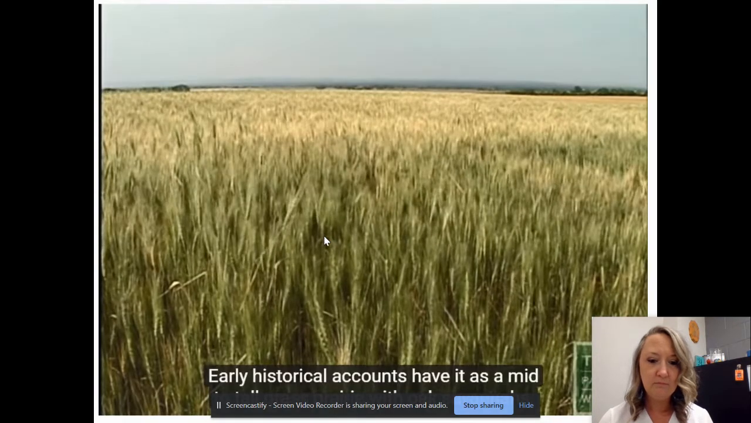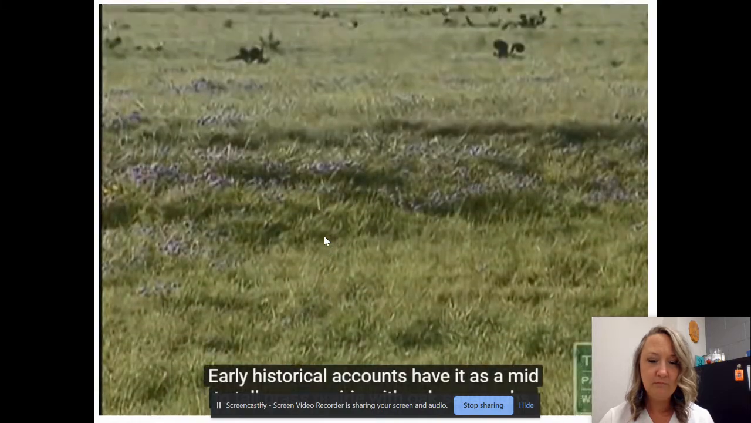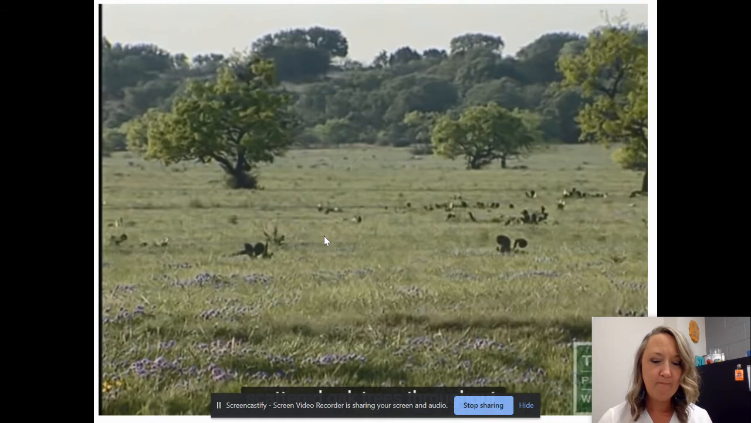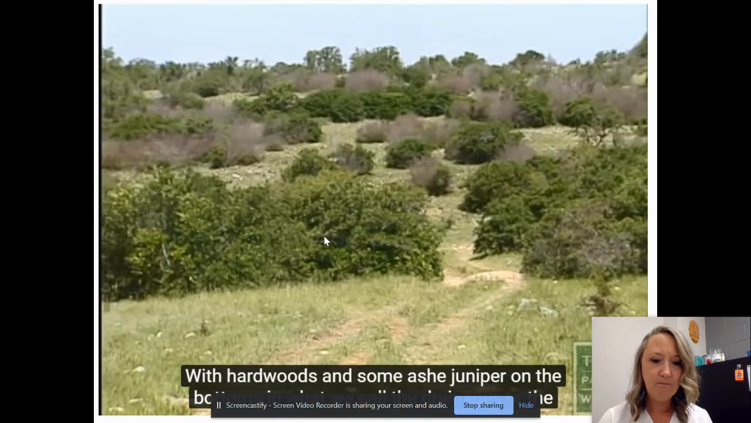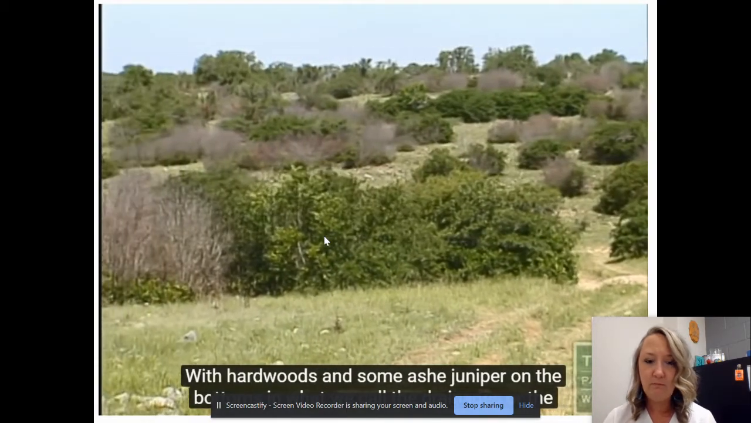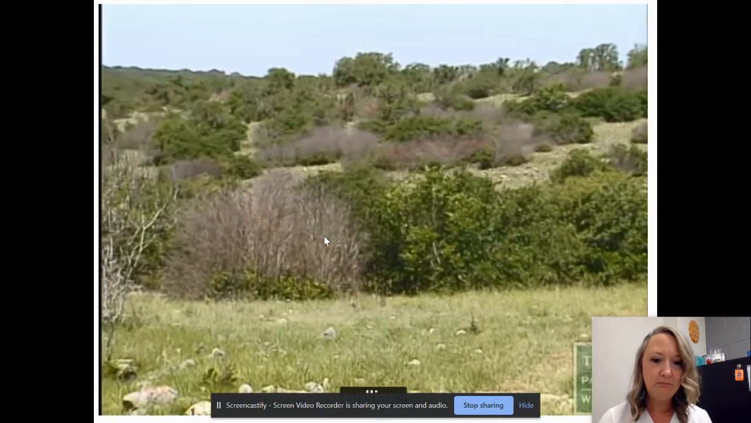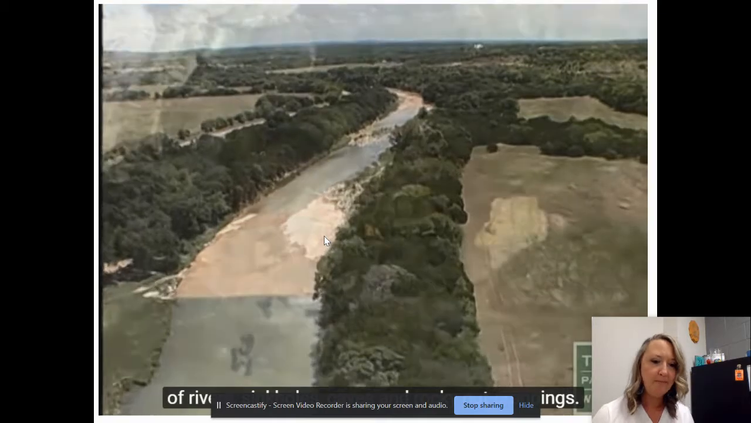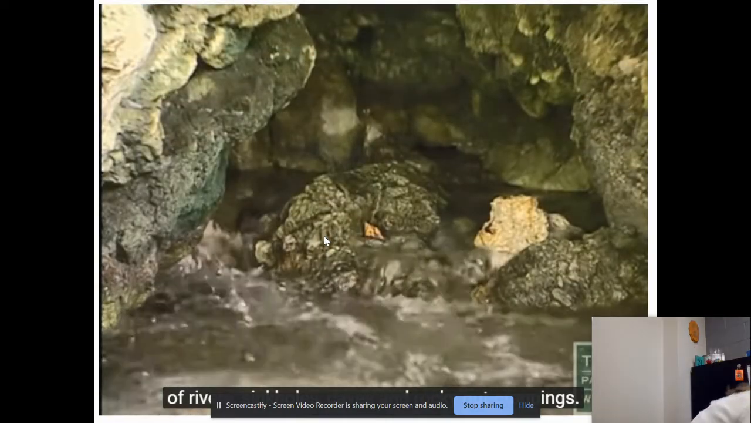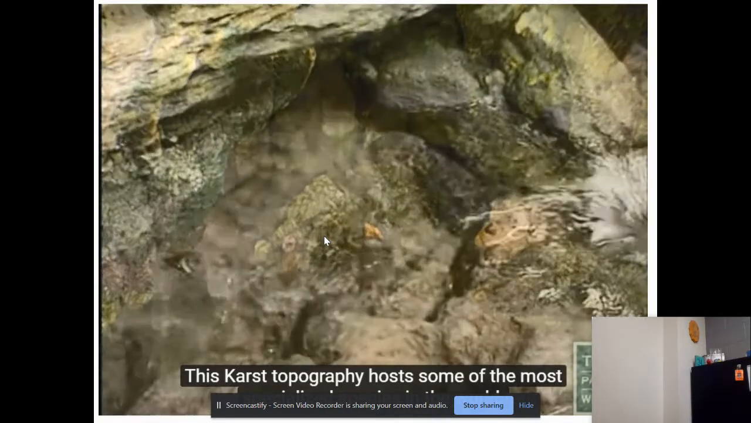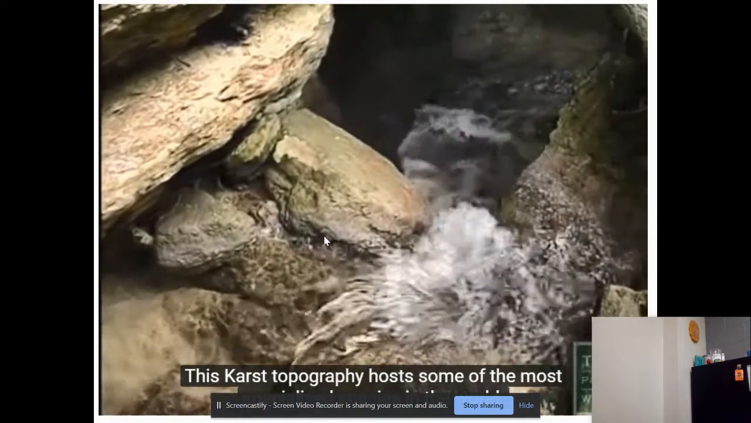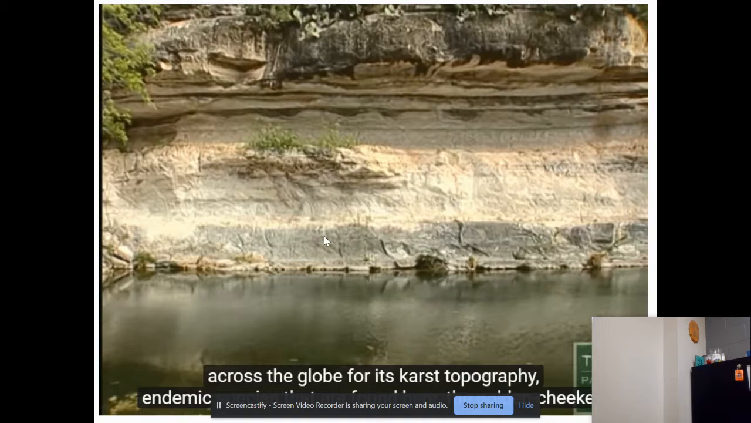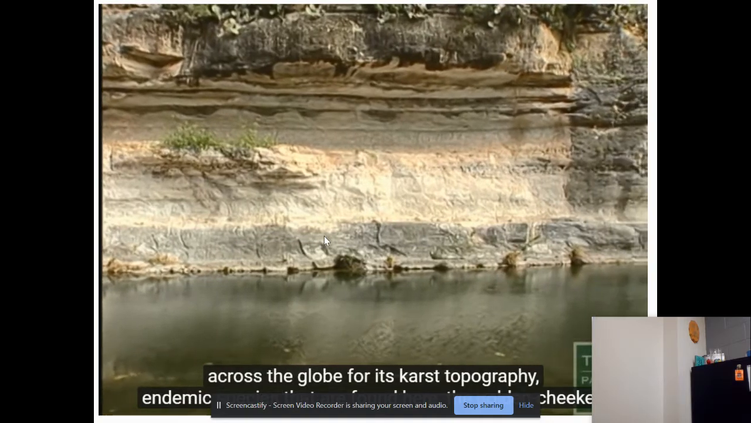Early historical accounts have it as a mid to tall grass prairie with oak savannas, scattered oak trees throughout, with hardwoods and some ash juniper on the bottoms, and what we call the drainages or the gullies. The Edwards Plateau is transected by a number of rivers, sinkholes, caves, and rocky outcroppings. This karst topography hosts some of the most specialized species in the world. The Edwards Plateau is known internationally across the globe for its karst topography.